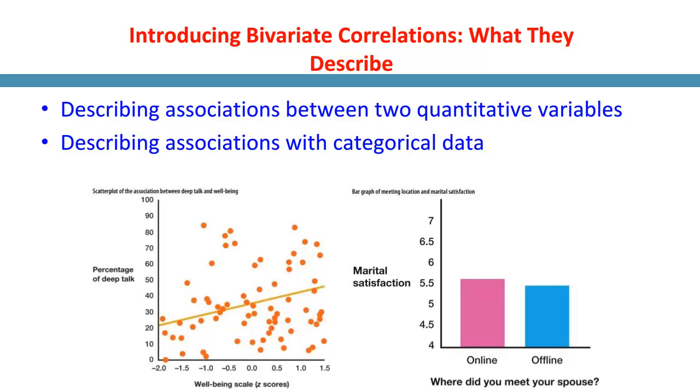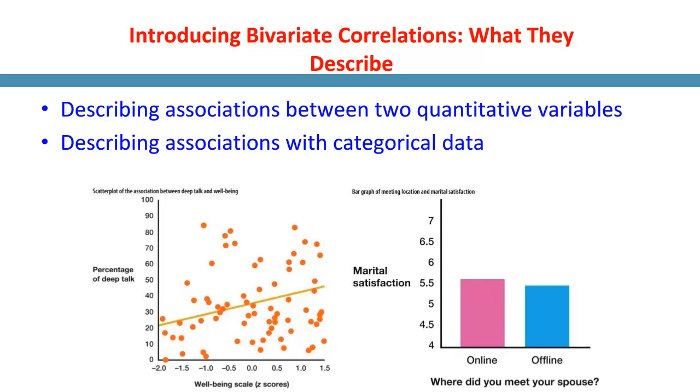So here on the left we have our good friend the scatterplot. This will be with quantitative continuous data. We have a well-being scale that ranges from -2 to +1.5, so you can see there's a pretty big range of possible values, and it looks like you can score anywhere on that continuum. We also have percentage of deep talk from 0 to 100. Again, it's continuous. We have a lot of options of where people can score there, and we're graphing those into our scatterplot, and that's giving us a sense of the strength of that relationship.